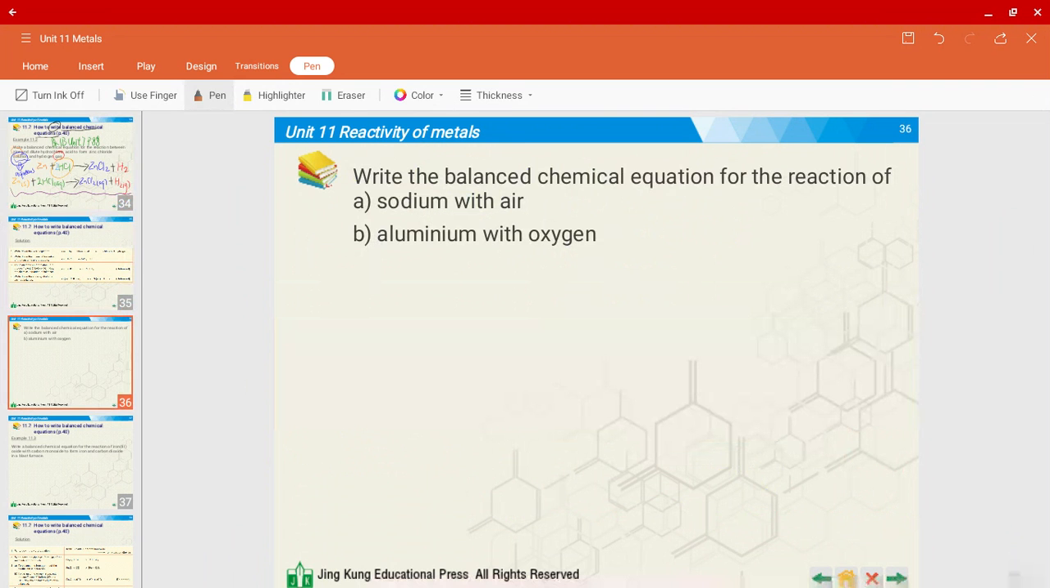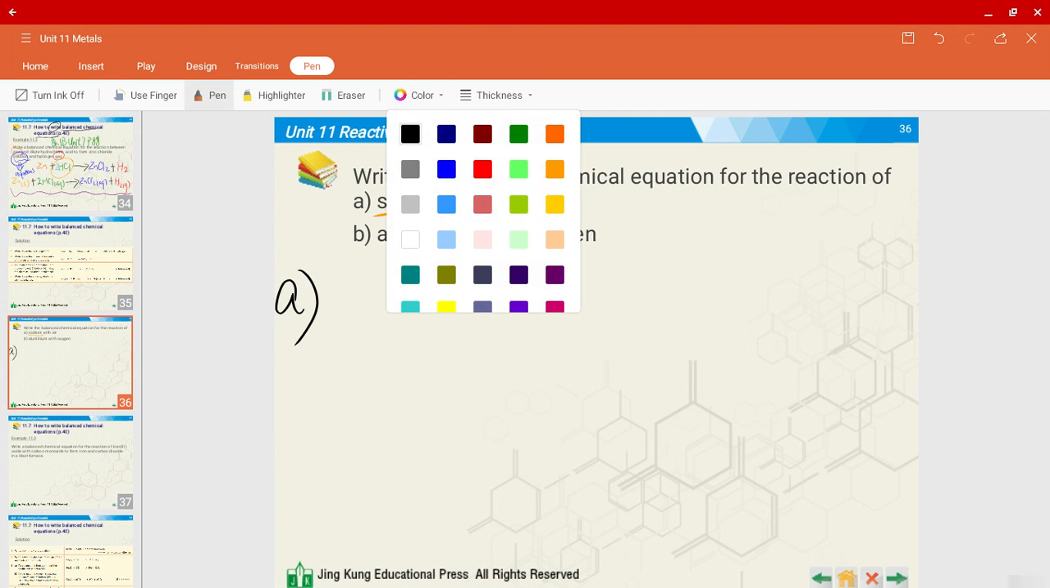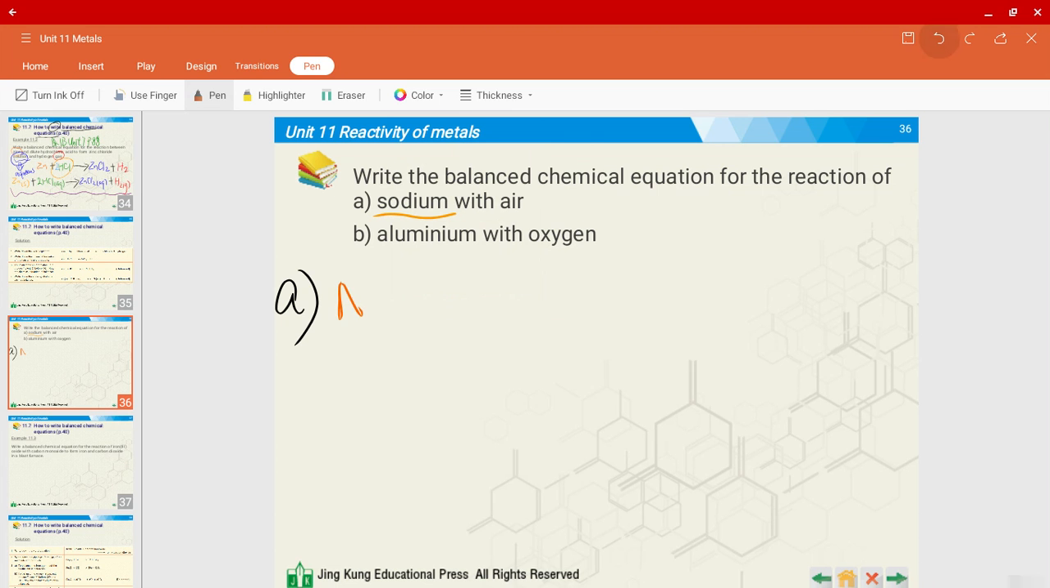Okay, let's look at question 8. Balance the chemical equation for the reaction of sodium with air. Essentially, it's just saying react with oxygen. So let me go ahead and write down the first step. What is the first step? We'll need to figure out what the reactants are and what the product is. So over here, sodium metal, what's the chemical formula for sodium metal? For sodium metal, it is Na. For the chemical formula, you can refer to your periodic table.